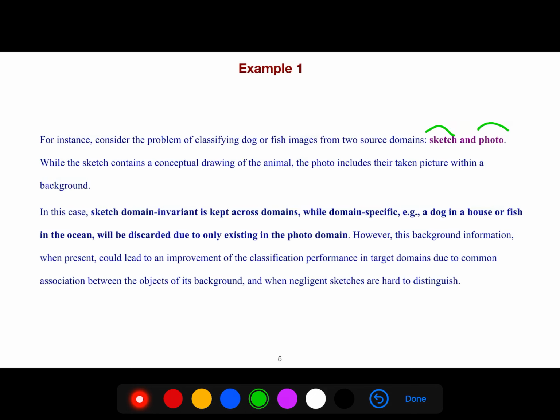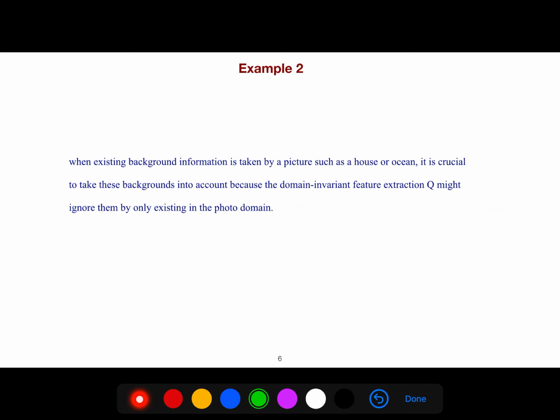For example, when we see the ocean, then it is more probable that a fish exists in the ocean rather than a dog or cat. And when existing background information is taken by pictures such as a house or ocean, it is crucial to take these backgrounds into account because the domain invariant feature extraction might ignore them by only existing in the photo domain.